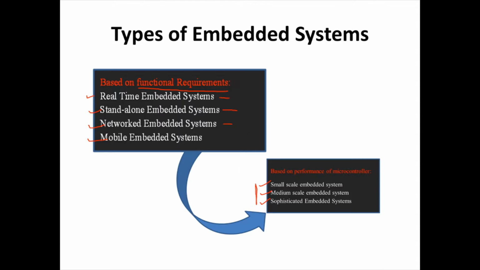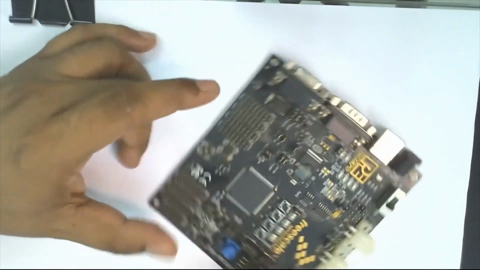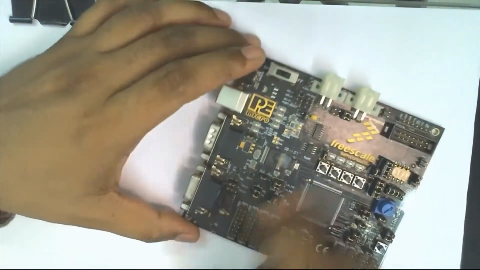A real-time system can be of these three types, and even a standalone system can be of a small size, a medium scale, or sophisticated. A network embedded system can be a small scale, medium scale, or sophisticated embedded system, right? The same goes for mobile embedded systems as well. So this is a board from Freescale. You can see the name, Freescale Semiconductors.